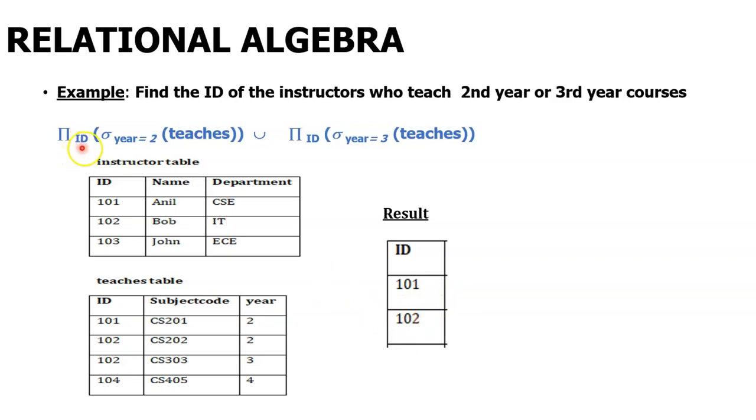So how will I write the query? With the project operation, the remaining cells should be deleted, right? So I am using this project operator. Only the ID should be taken. Find the ID, and the remaining things get deleted. To select that particular row, I'm performing the select operator here. Select year equal to 2 from teachers, union, combine the same ID where year is equal to 3, so that I'm getting 101 and 102. Okay.